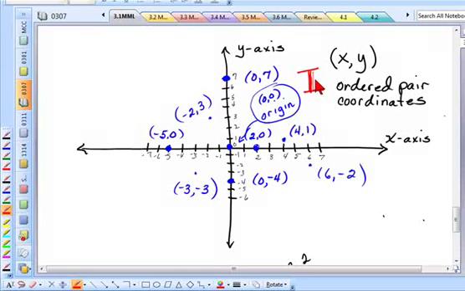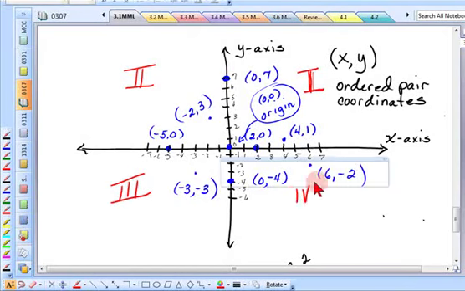Each of these regions is a quadrant. The prefix quad means 4. So these are the 4 regions. For some reason, we go counterclockwise, and so this is quadrant 2, which makes the bottom left quadrant 3, and the bottom right quadrant 4.